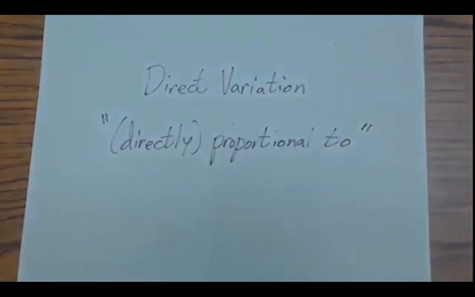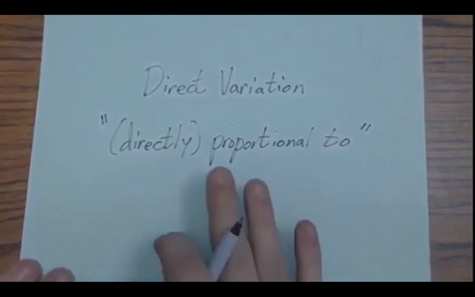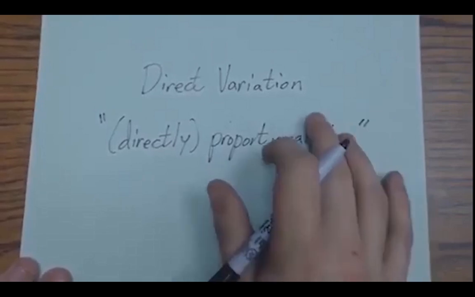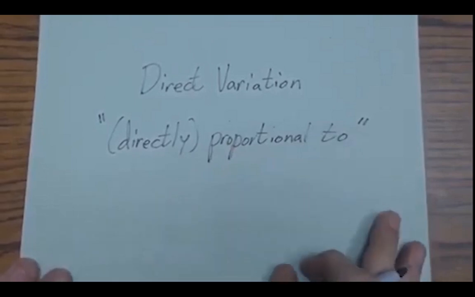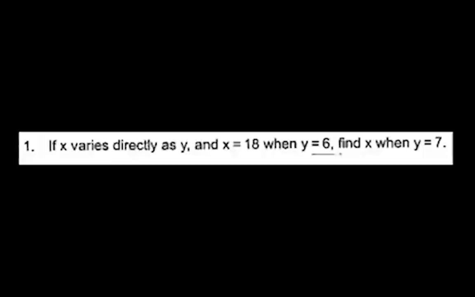Direct variation in word problems might say directly proportional to, or varies directly as. It's all about setting up the variation equation. So this is another way of thinking about proportionality. Let's take a look at this very first problem. If x varies directly as y, and x equals 18 when y equals 6, find x when y equals 7.